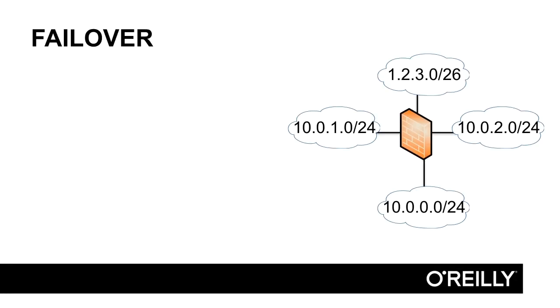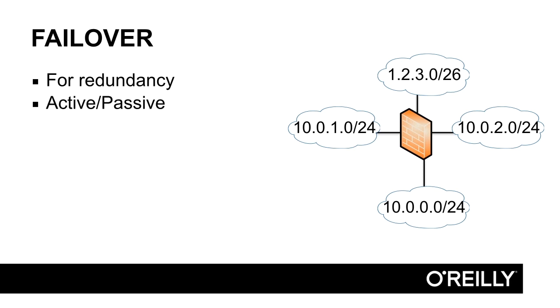Failover. The firewall can run in a failover configuration. You do that by setting up two devices, and you do it for hardware redundancy. And when you run failover, you can only run active passive. That means that you have two firewalls, and one of the firewalls is always the active firewall.